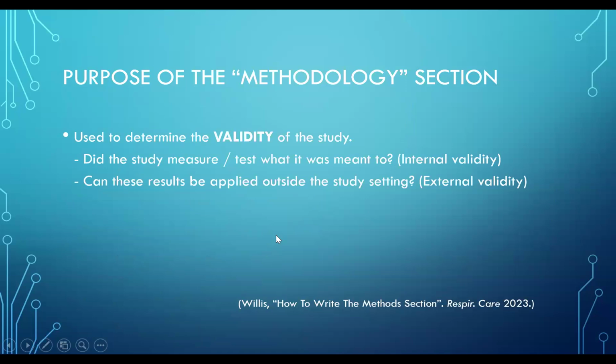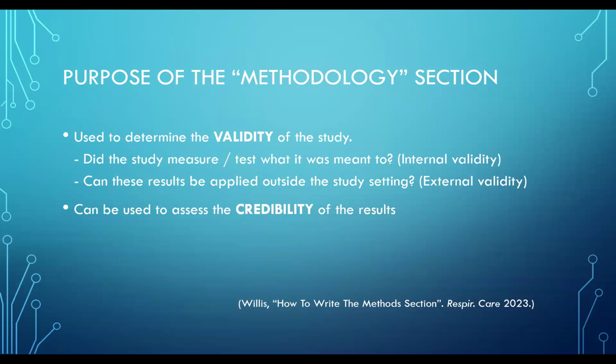In other words, when we look at the methodology section, we should be able to comment on a few things. One is we should be able to comment, as ma'am pointed out in her introduction, on the validity of the study. So did the study really measure what it was meant to? And can we take these results and apply them to settings other than the one where our study was originally conducted?